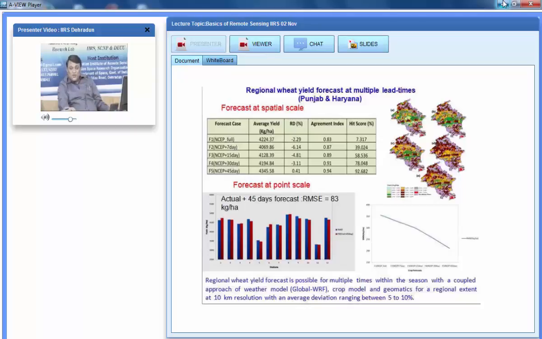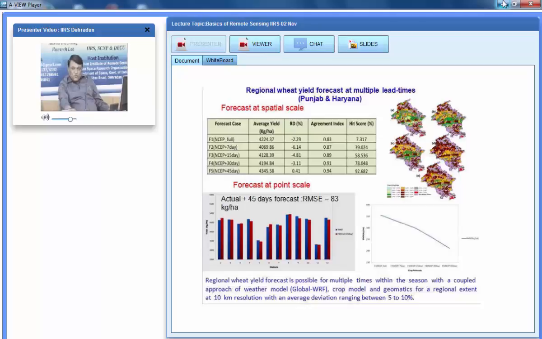But if you are giving point scale estimates from the weather observatory, which may not be spatially representative over a large 10-kilometer region, it gives lesser accuracy. So more representative weather input over a spatial domain, whether for 30 days advance or 45 days advance, is not the important thing; more importantly it is giving spatially representative weather to the crop model and improving the accuracy of the crop model.